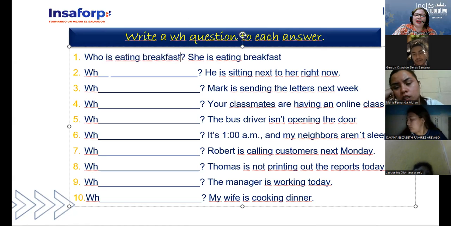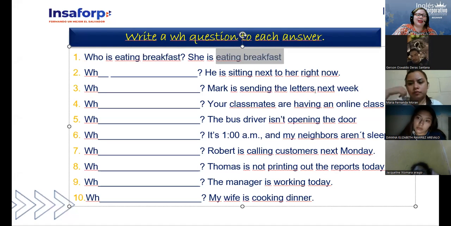No está incorrecta esta, ¿sí? Y la respuesta sería she is, nada más, ¿verdad? Sin el eating breakfast. Pero estamos bien. Podemos usar esa. Podemos usar también what is she doing? Vamos a ver. Number two.